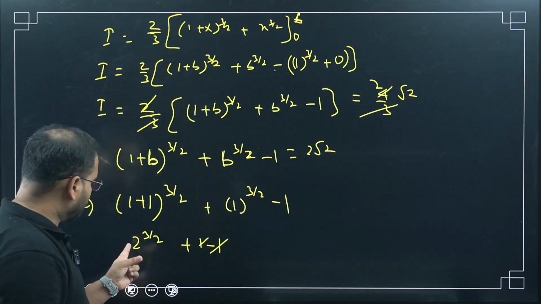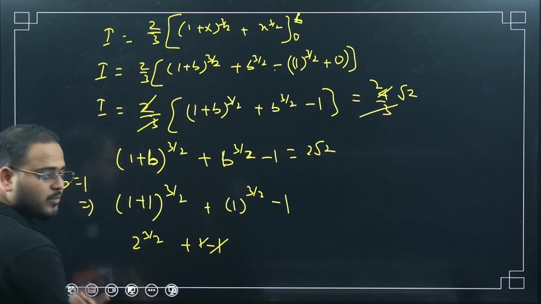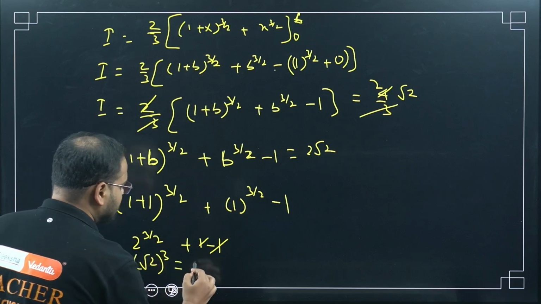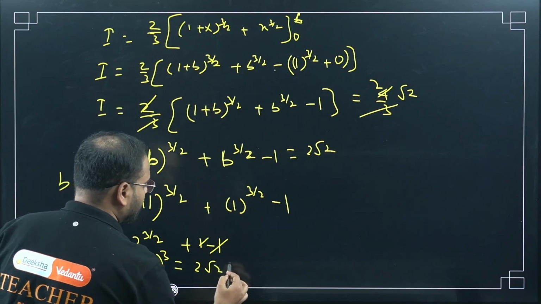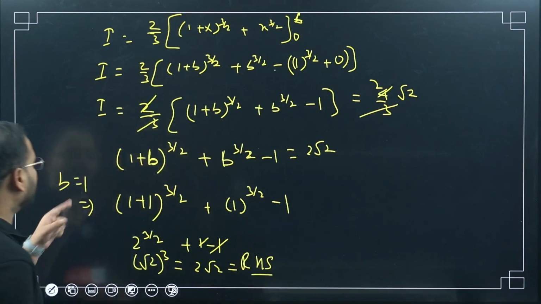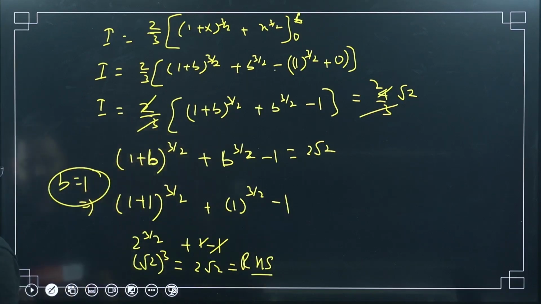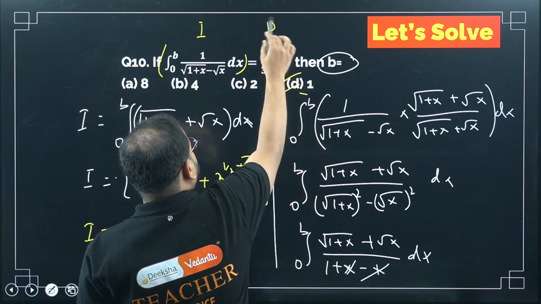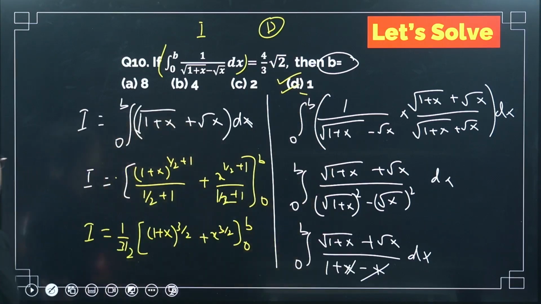And how much is this? 2 power 1 by 2 is what? Root 2. Root 2 cubed, right? How much is that? Simply 2 root 2. This is equal to what? To the RHS that I have over here. It means for the value b equal to 1, the condition is valid. Okay, so option number D is correct.